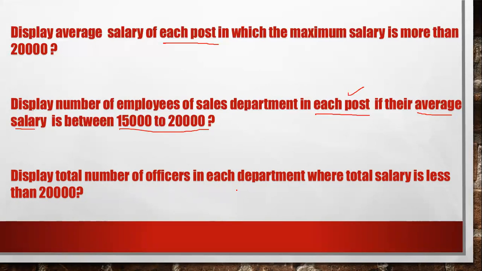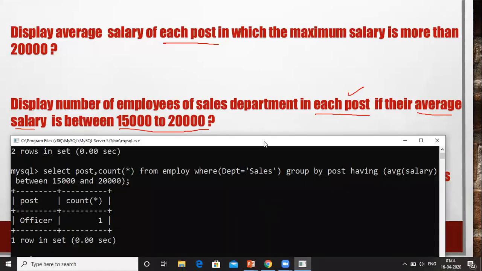So all the sales department officers' records get stored in one group, all the finance department officers' records get stored in another group, and all the accounts department officers' records get stored in another group. Once all the groups are created, then we will find which of the groups have a total salary less than 20,000. Okay, so let's write the command for this question.